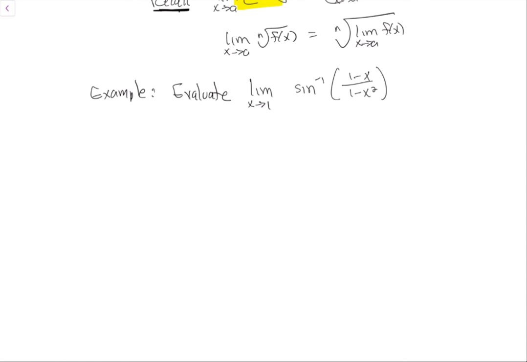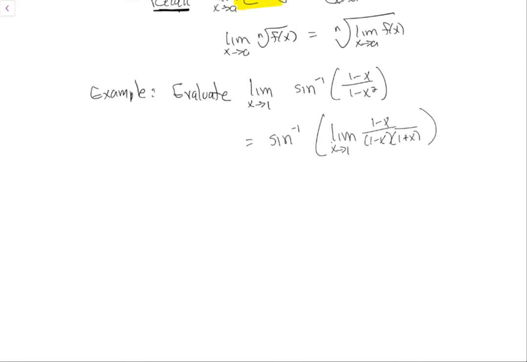Now, using that property we just wrote, this is a composition. The arc sine, the inverse sine, is the outer function, and then that rational is the inner function. So we can move the limit process inside the composition. I'm going to skip a step of work and factor the denominator. Just like we saw earlier in that prior video, if I plug x equals 1 into this rational, I get 0 over 0.